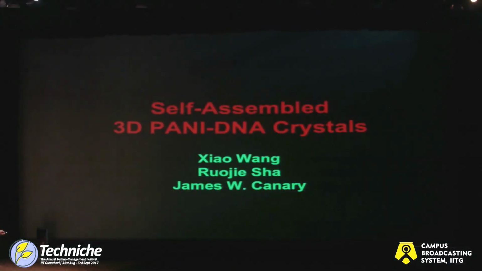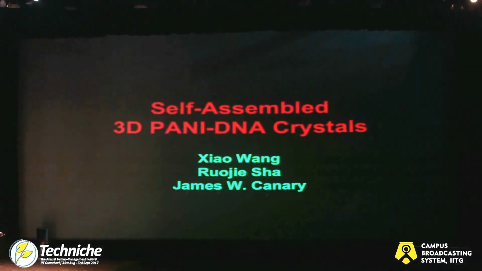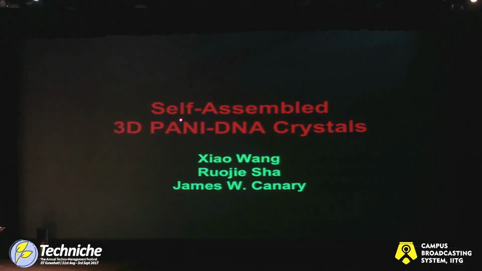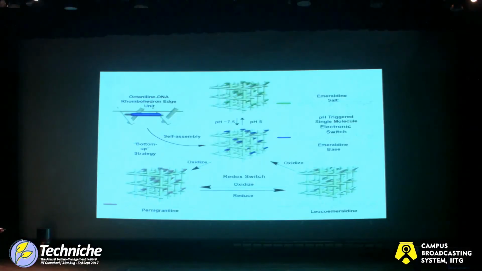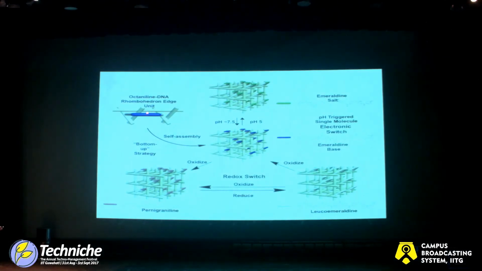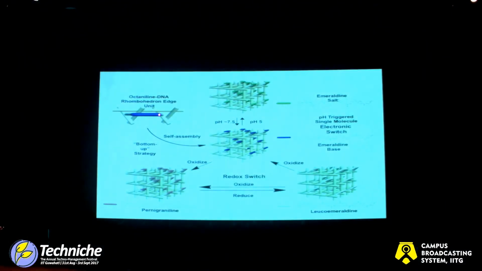Another thing that we've done is my colleague Jim Canary and his student Xiao Wang, along with Ruji Shah from my lab, have self-assembled 3D polyaniline crystals. This is a semiconductor. And we've connected the polyaniline to pieces of DNA on each end, and they connect to two triangles. And so this corresponds to an edge of the octahedron.